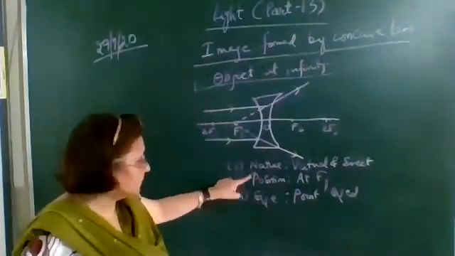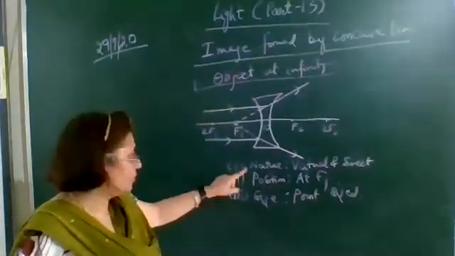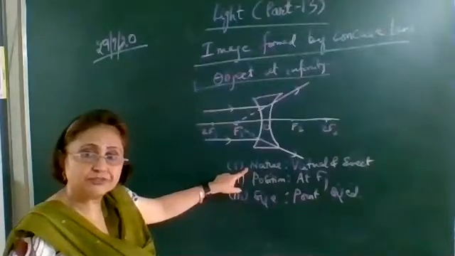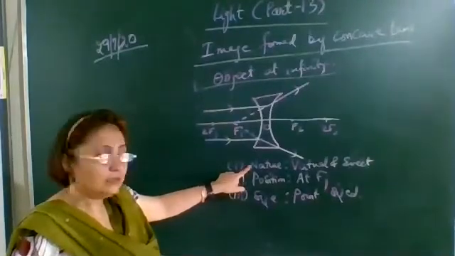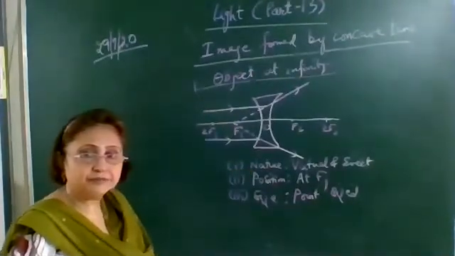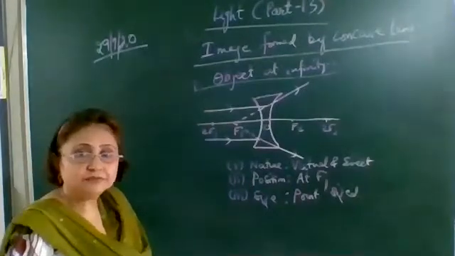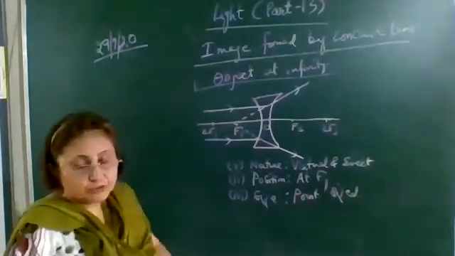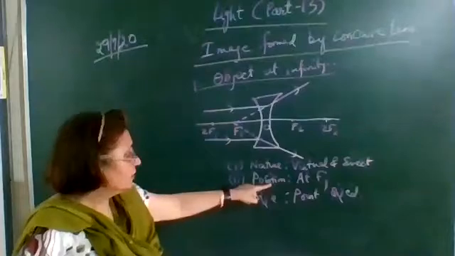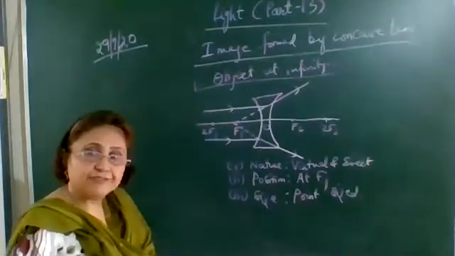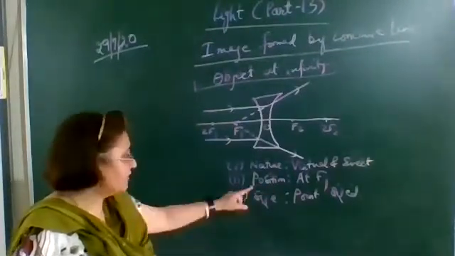So then write the 3 points about the image formation. The first one is nature of the image. Write down virtual and erect. Write the second point, position. Position of the image. Image is formed at F1. So write down at F1.